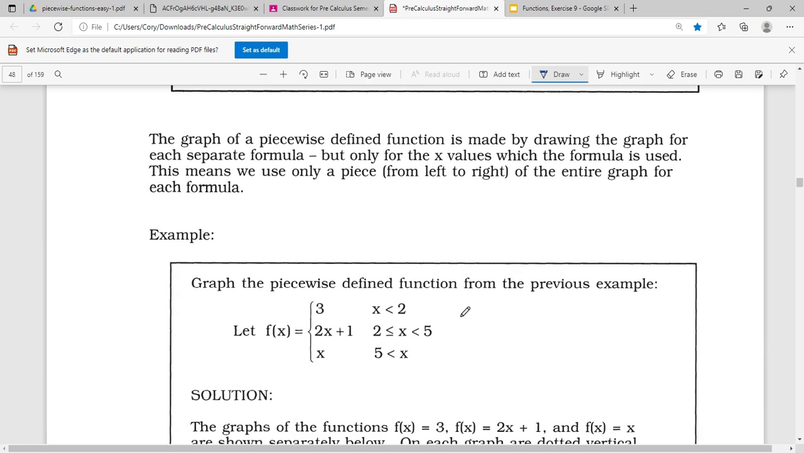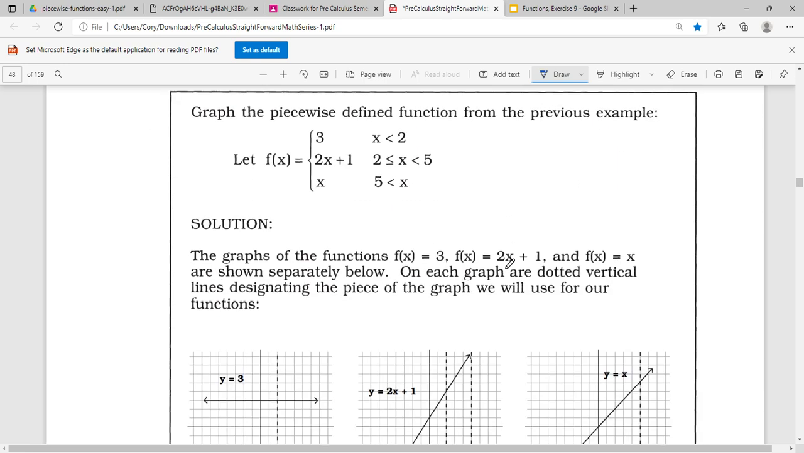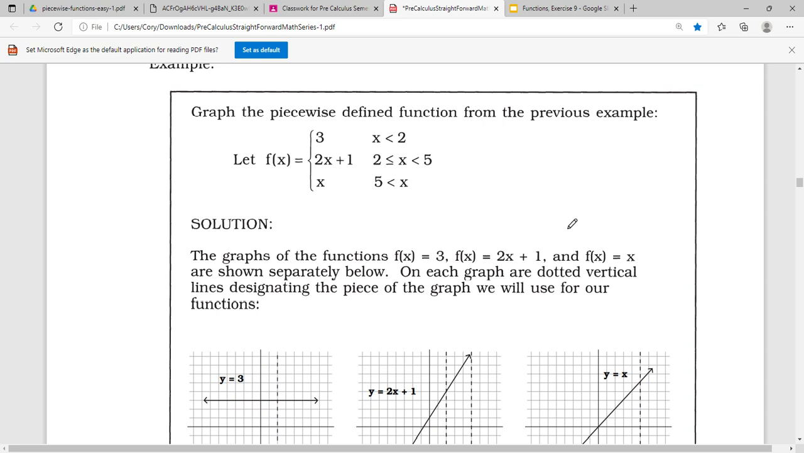All right, the graph of a piecewise defined function is made up by drawing the graph for each separate formula, but only for the x values for which the formula is used. This means we only use a piece from left to right of the entire graph for each formula, so we're going to look at that. Graph the piecewise defined function from the previous example.